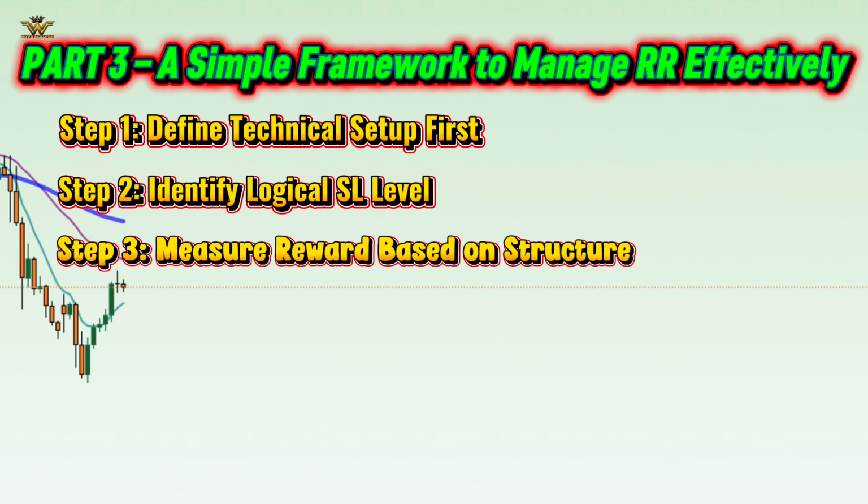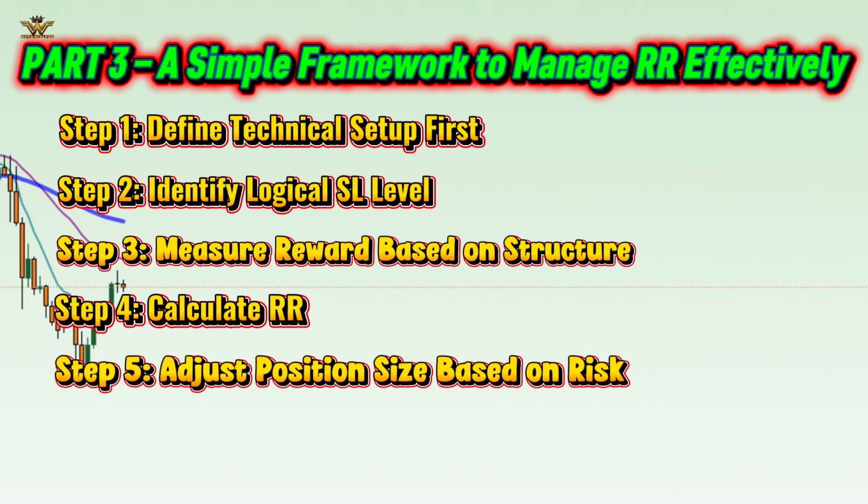Step 3. Measure reward based on structure. Don't set TP blindly. Look for realistic targets, the next supply-demand zone, price swing high-low, or Fibonacci extension. Step 4. Calculate RR. Let's say you're risking 30 pips and your TP is 90 pips. That is 1-3 RR. If the RR is under 1-2, consider skipping the trade or reanalyze with tighter structure.